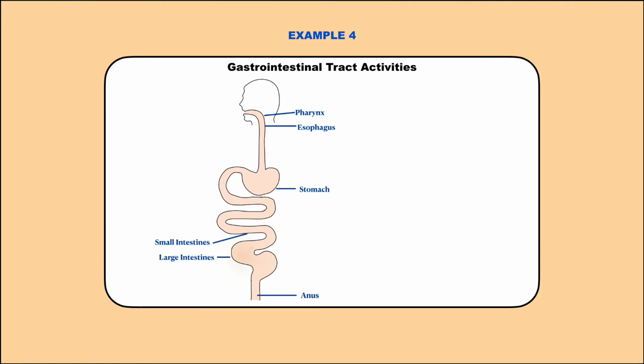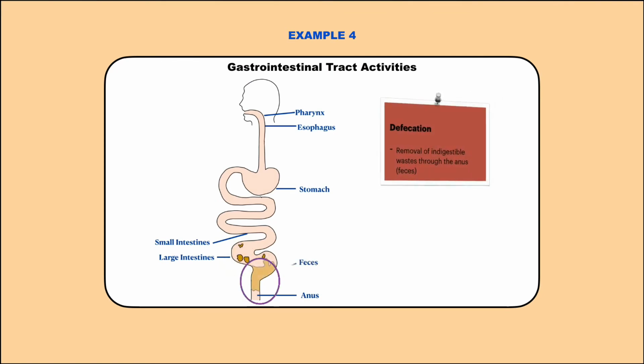The food molecules that cannot be digested or absorbed need to be eliminated from the body. The removal of indigestible waste through the anus in the form of feces is defecation or elimination.